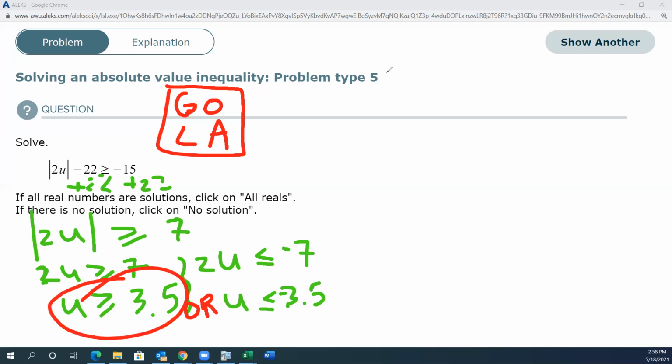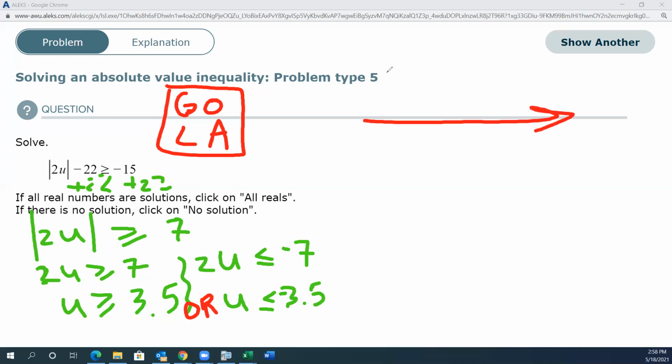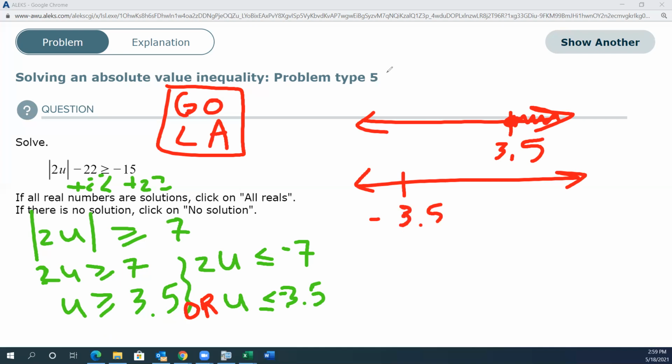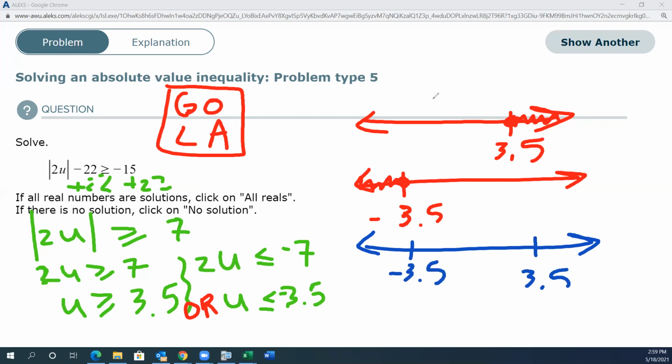Well, the first one says we want all numbers that are greater than or equal to 3.5. And the second one says we want all numbers that are less than or equal to -3.5. And or says union. It says keep everything as shaded. All right, keep it all. So our solution set would look like this.